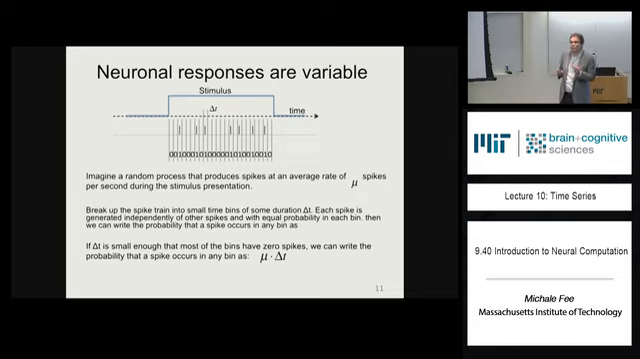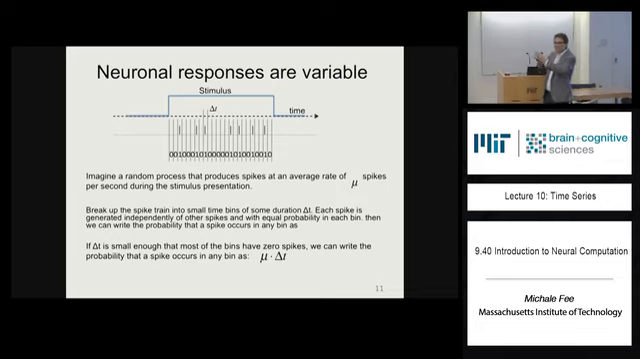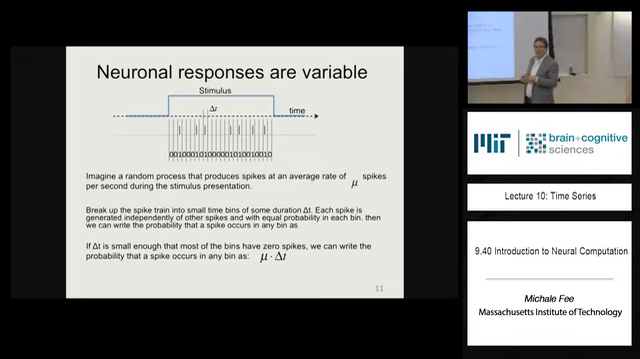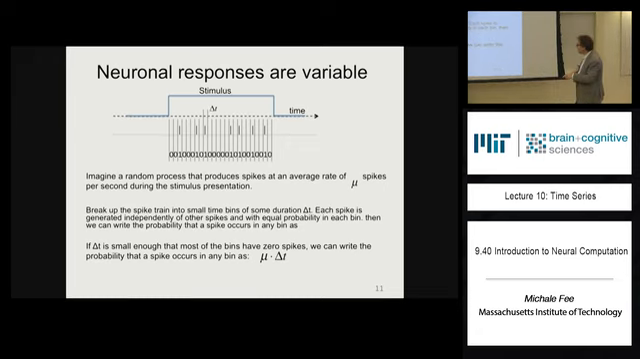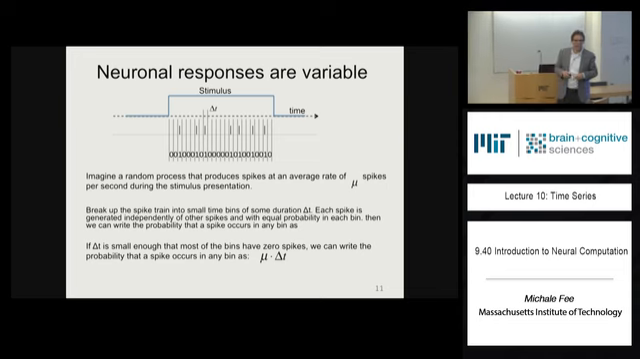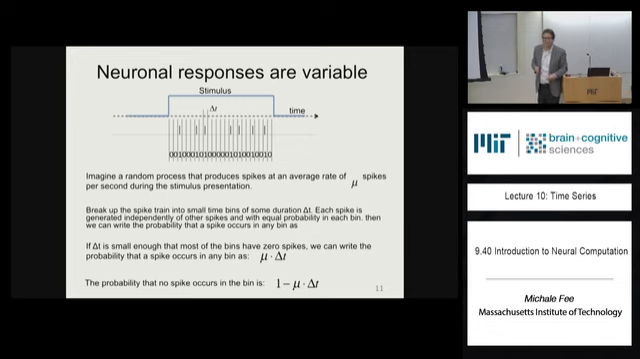Now that's only true if delta t is very small, right? Because if delta t gets big, then you have some probability that you could have 2 or 3 spikes. And so this is only true in the case where delta t is very small. Okay? All right. So the probability that no spikes occur is 1 minus mu delta t. Okay?